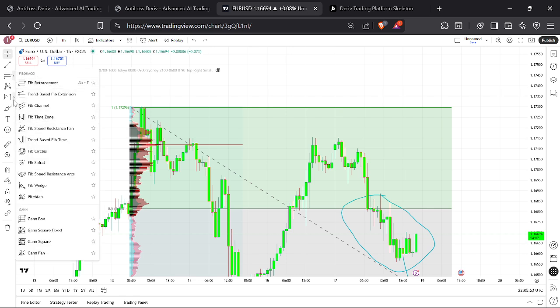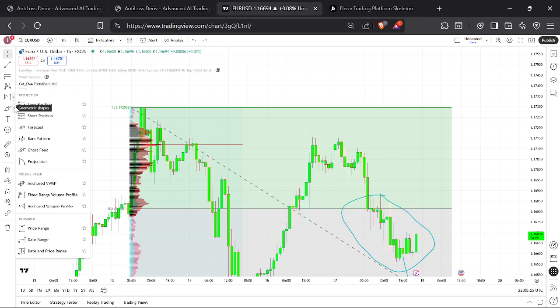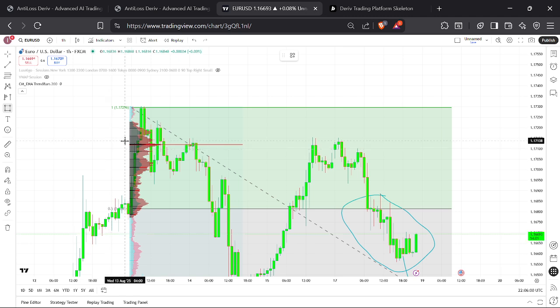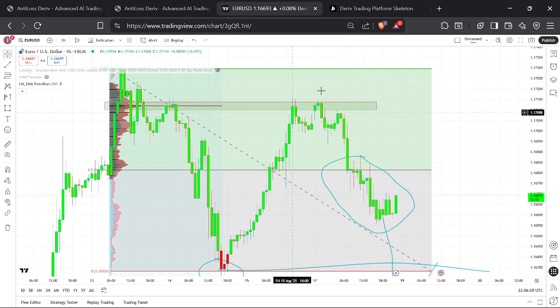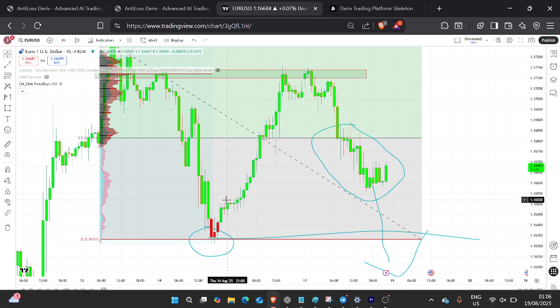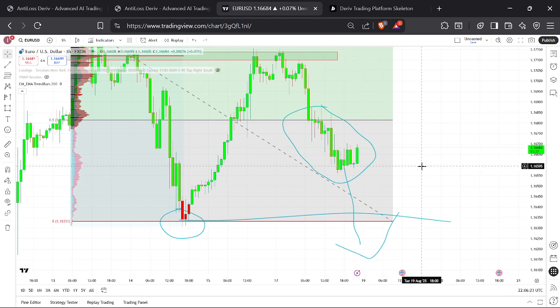Where is it? I'm looking for some tool right here. Our point of control here is really acting as a resistance level. That's where the market turned, and we are even in the selling zone in the 1 hour time frame. So that's why I expect that Euro USD should sell, and that's my analysis on Euro USD.